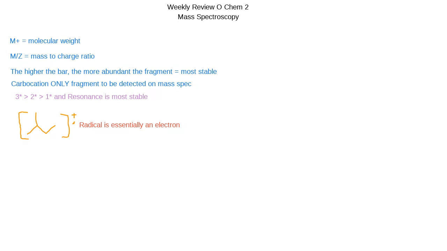To finish out, they might give you m/z equals 72. Once again, as a reminder, it's the mass to charge ratio. So 72 is the m, that's your mass, and z is your charge, and the charge is +1. So m/z in essence gives you the molecular weight as well.